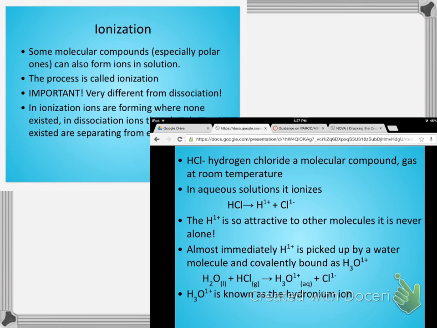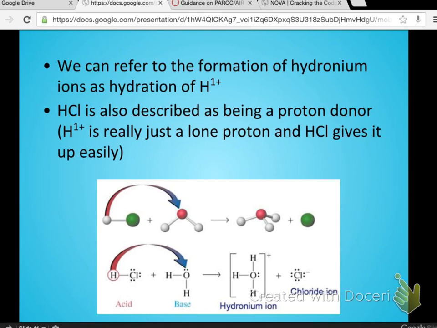So when we put gaseous HCl, if we bubble that through water, what we really end up with is a hydronium ion and a chloride ion. And it's pretty nasty stuff. You don't want to come in contact with it, though it's not the strongest acid. This is actually a preview of Chapter 15.